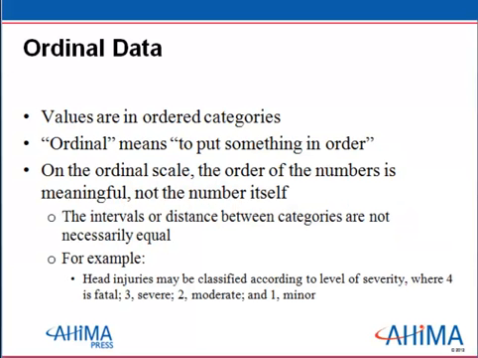Ordinal data are types of data where the values are in ordered categories. The word ordinal means to put something in order. On the ordinal scale, only the order of the numbers is meaningful, not the numbers themselves. This is because the intervals or distances between categories are not necessarily equal. For example, head injuries can be classified according to level of severity, where the number 4 is fatal, 3 severe, and so on.